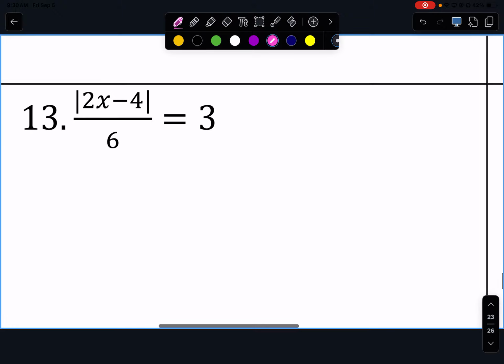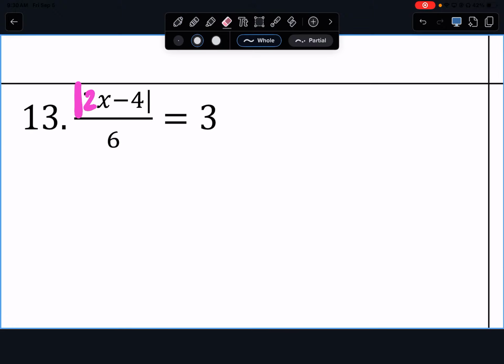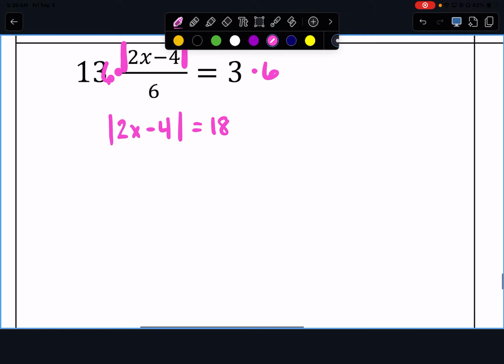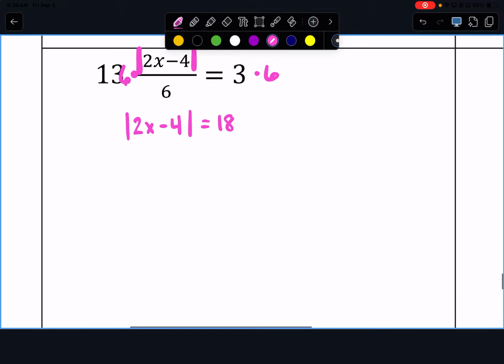For 13, we have the absolute value of 2x minus 4, divided by 6, equals 3. How do I get the absolute value by itself? Multiply both sides by 6. What is 3 times 6? 18. So we get the absolute value of 2x minus 4 equals 18. From here, what do I do? I do both of them. So 2x minus 4 equals 18, and 2x minus 4 equals negative 18. I want y'all to take a second and solve both of those for me.